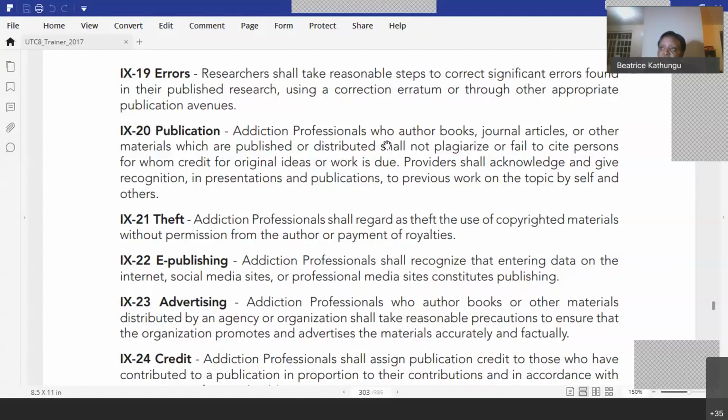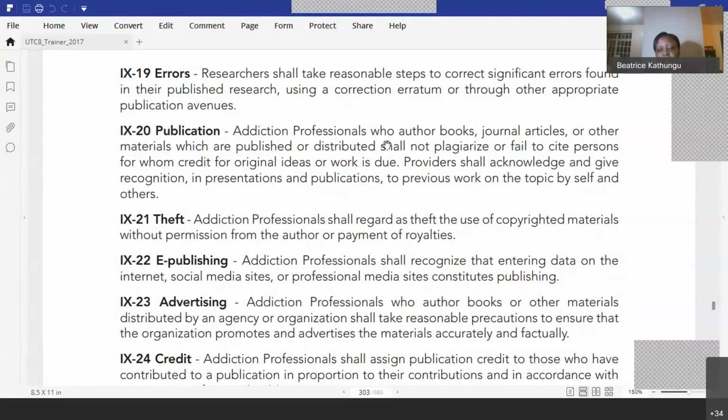I know sometimes some of us have been victims of ideas being taken up by people, published, and people do not acknowledge us and our contributions. Other times, it has been people we know that have done that for other people. So this is against standard 20. Standard 21 is about theft.